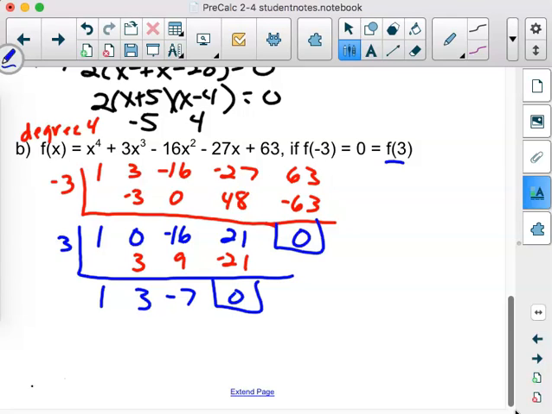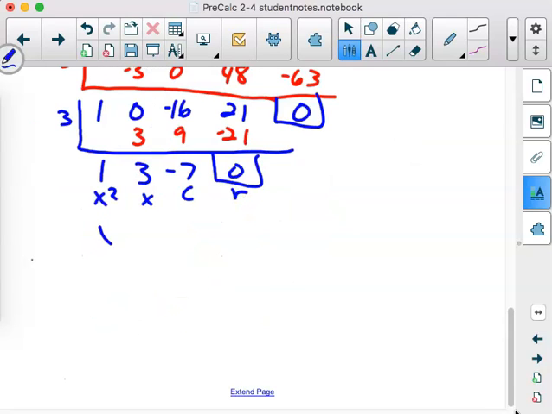So now we definitely have this down to a quadratic. Remainder, constant, x and x squared. So now it's x squared plus 3x minus 7 equals 0.